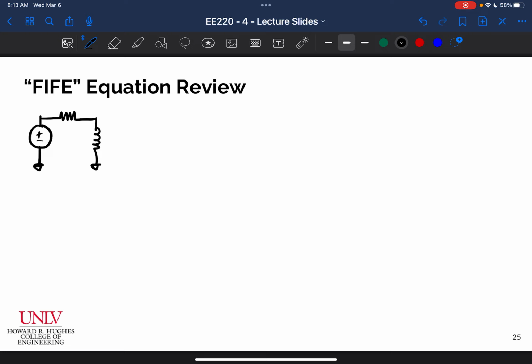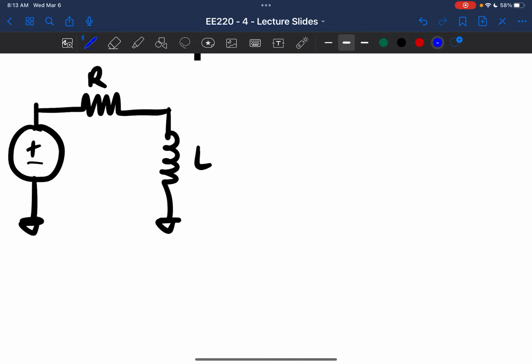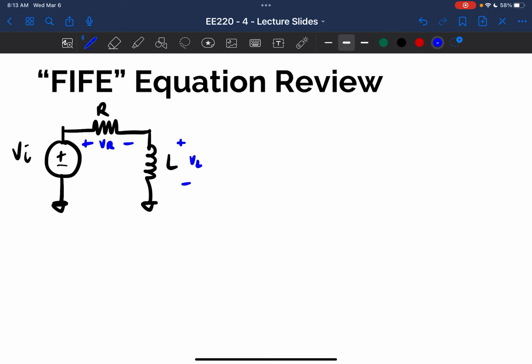You probably haven't taken that course just yet, but what I'm going to do is have an RL circuit. An RL circuit, just like an RC circuit, is a first order circuit. It has one energy storage element, and that is the inductor. If I write the KVL around my loop, I'm going to come up with this expression which says that the input voltage minus the drop across the resistor minus the drop across the inductor is equal to 0, okay?